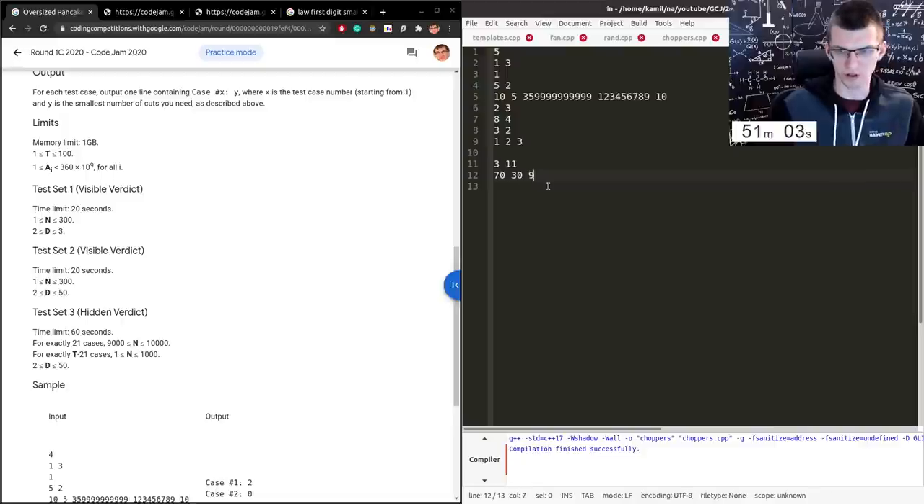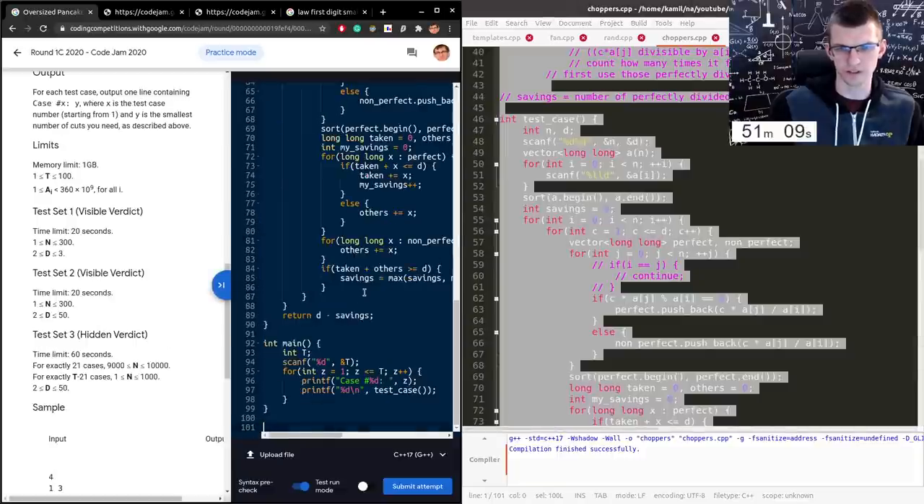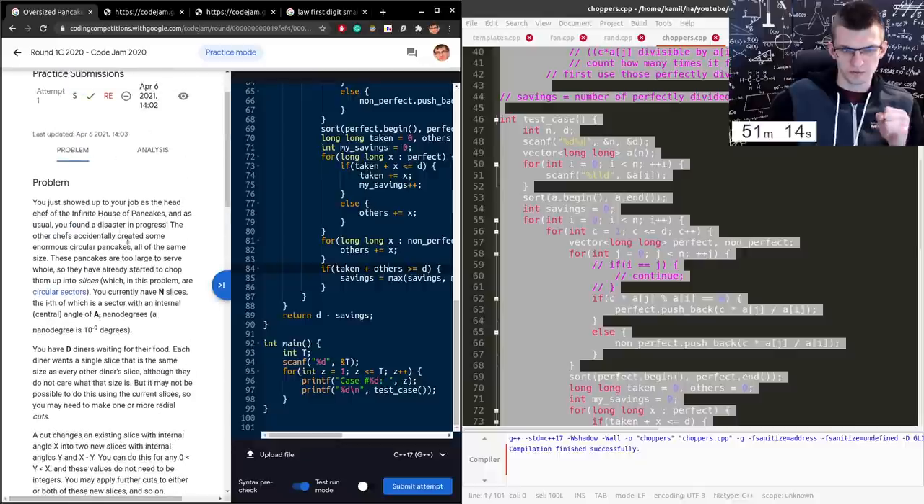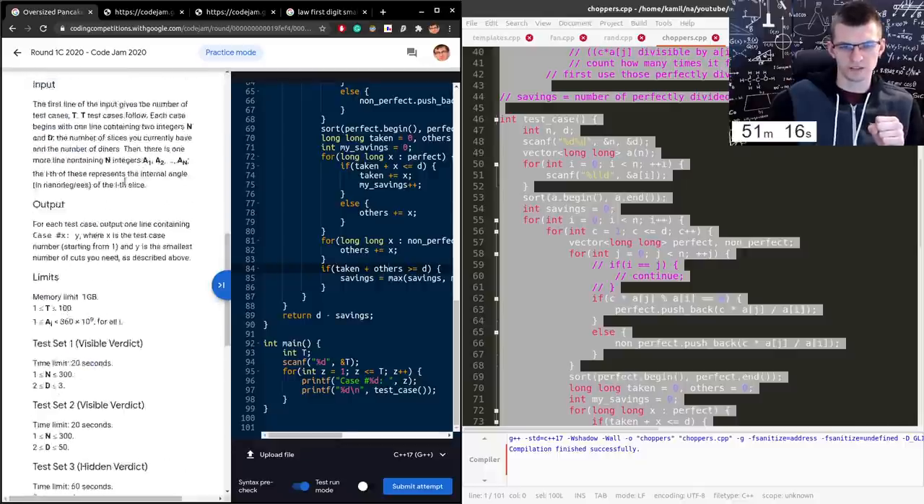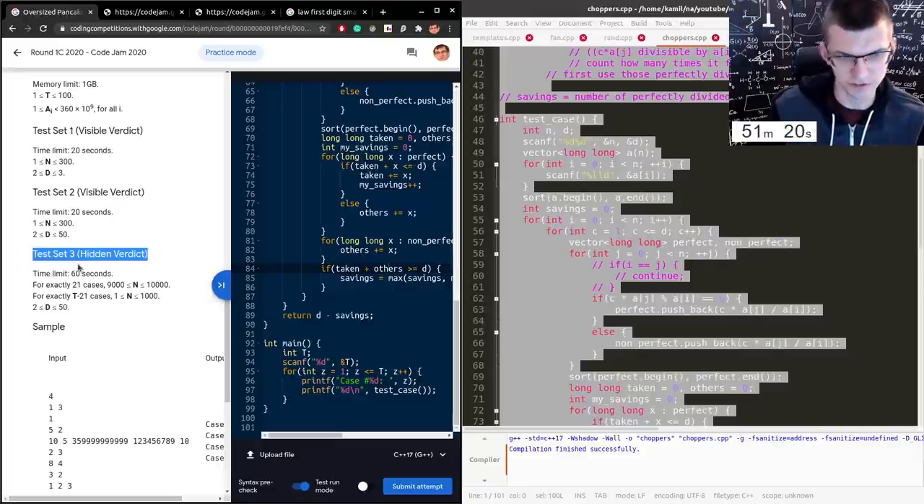But if this was too small, it's 10. Good. I think I properly checked the logic, the special cases of what happens with others. So this should pass the next test, this one. And then there's test set 3.